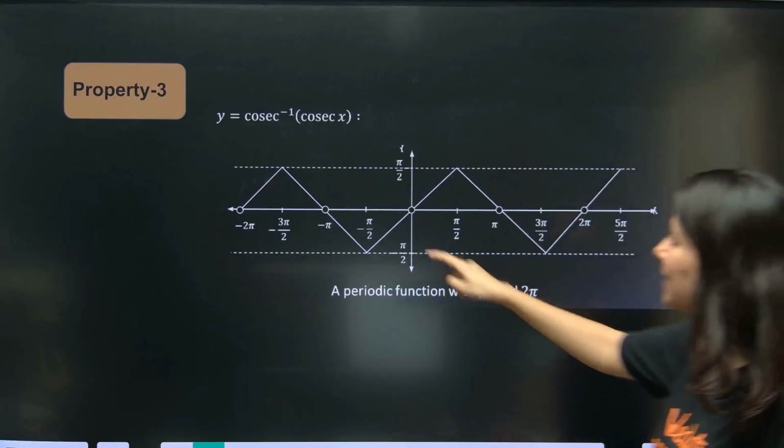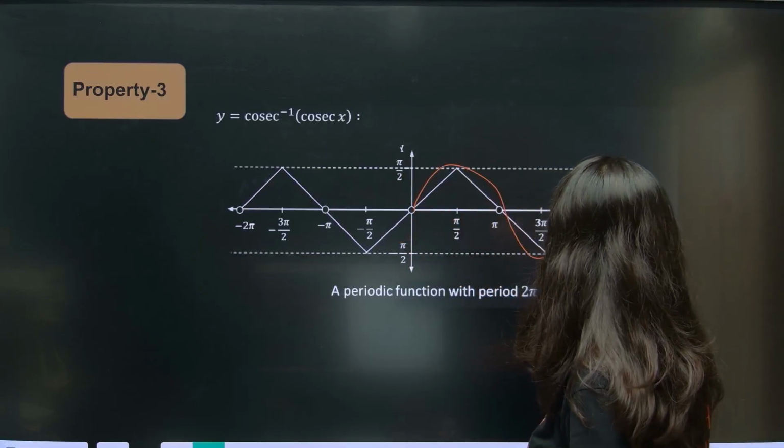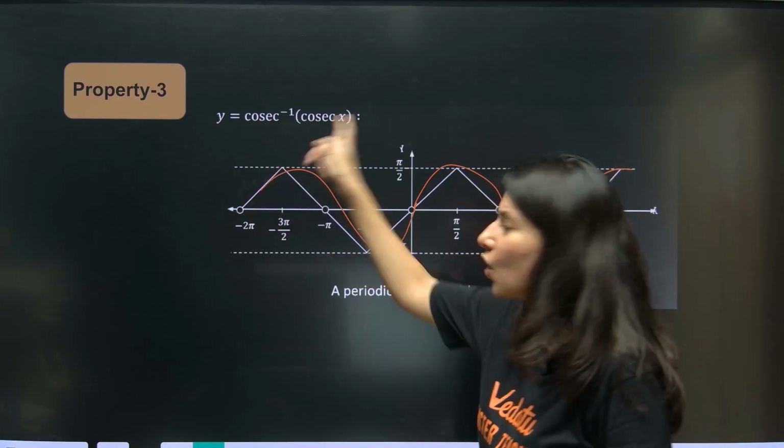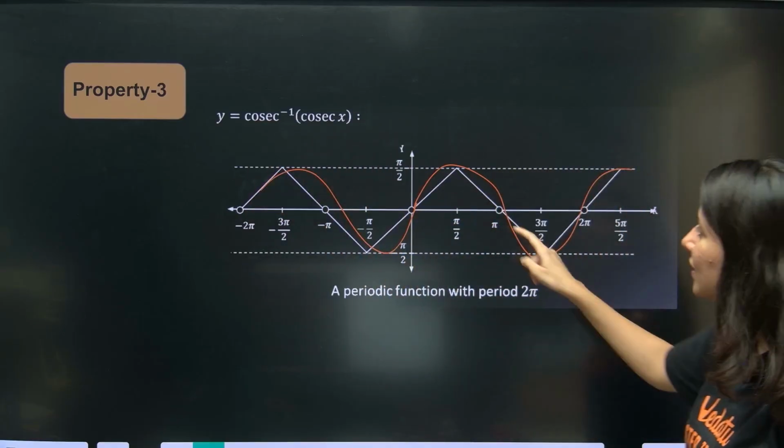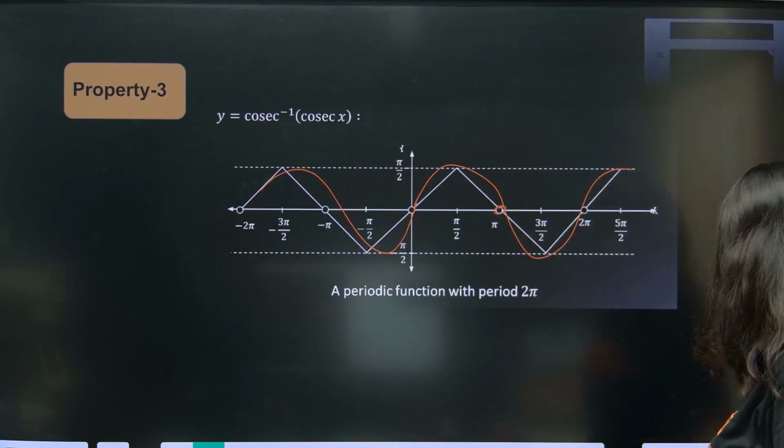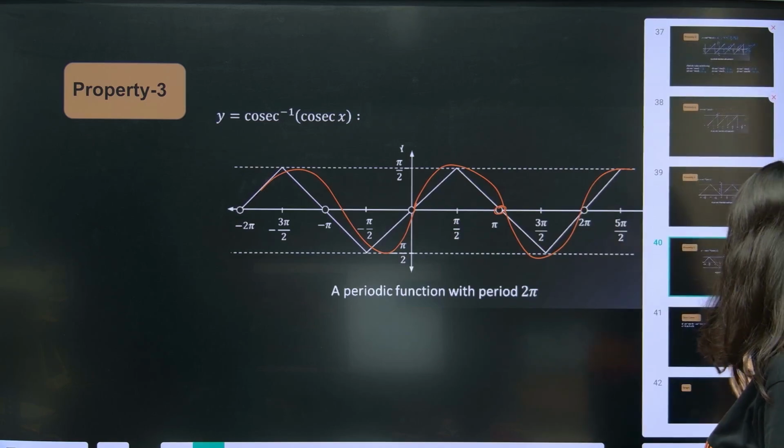And can you see it is the same graph as sin x, cosec inverse. Cosec, same graph as sin x. It's just that you can't put 0 inside cosec, 0 is not defined. That is why it is happening.